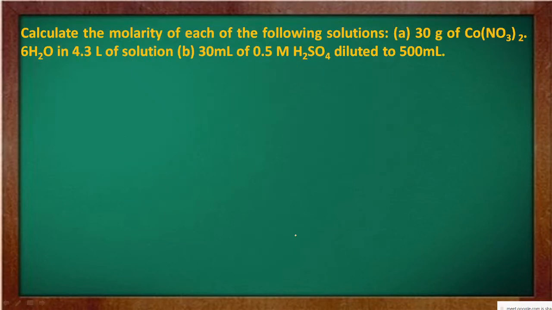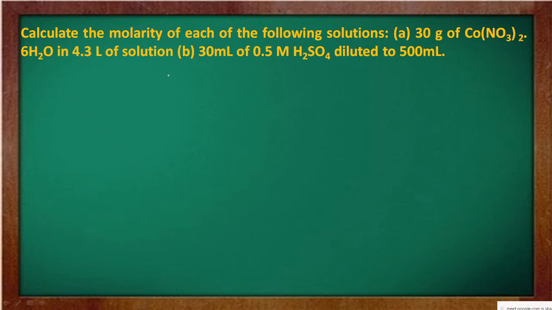Here it is given: calculate the molarity of the following solutions. In one question, two sub-questions are given. In the first, you have to determine the molarity of 30 gram of cobalt nitrate, Co(NO3)2·6H2O, in 4.3 liter of solution. How do we calculate the molarity of this solution? If we remember the definition, molarity means the number of moles of solute dissolved per liter of solution.